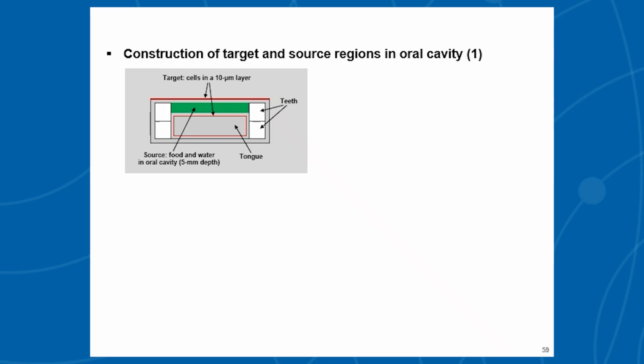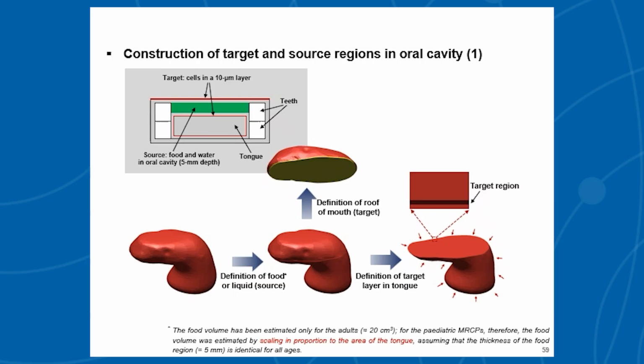This figure shows a sagittal view of the oral cavity stylized model. The red line at the top represents the target region on the roof of the mouth, and the red line at the bottom indicates the target region within the tongue, and the green area represents the food content on the tongue surface, considered as the source region. As in the adult phantoms, the current phantoms do not include a dedicated space for the food content, so the tongue was divided into upper and lower parts, and the upper part can be used as food content when it is needed.